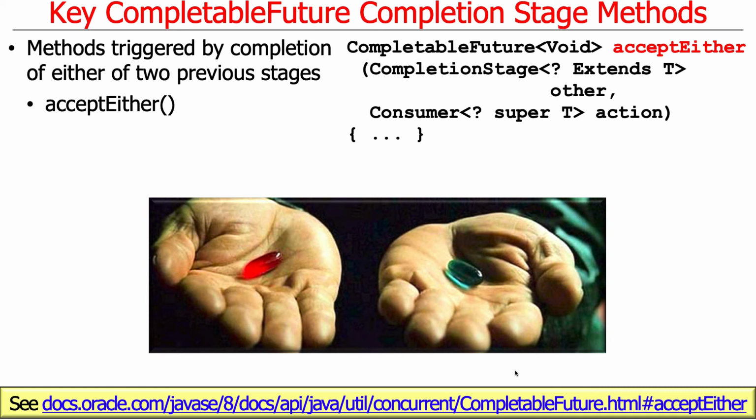Then the third and final type of completion stage method is one where something is triggered by the completion of either of two previous stages. So this is kind of the, make a choice, the red pill, blue pill, which one do you want, right? You have to accept one of the two.